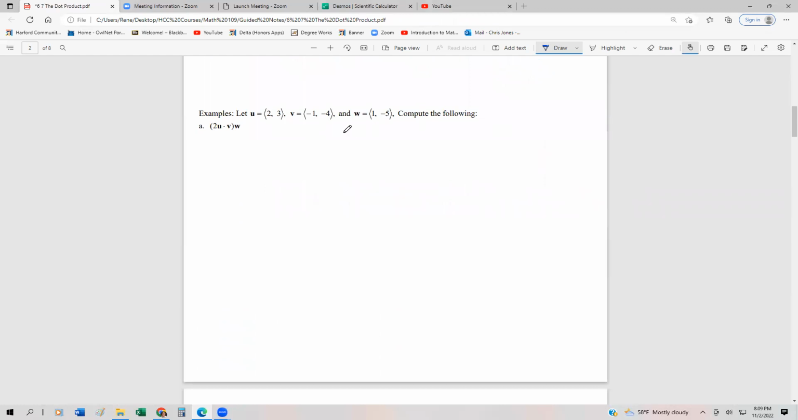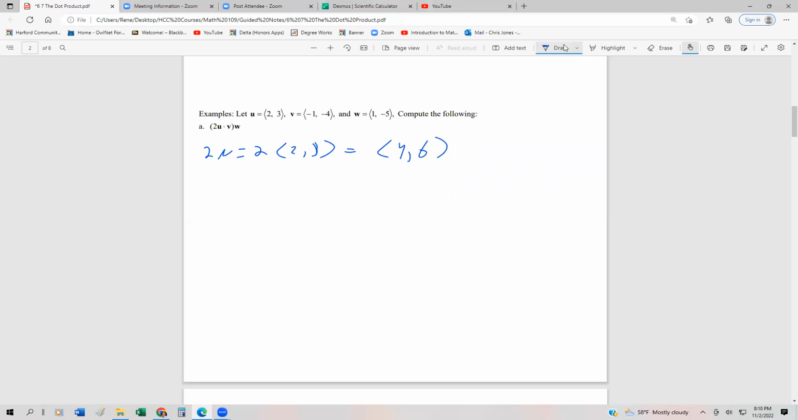Just a few more examples of performing dot product operations. We have u dot v, and this should be a dot w. Or I'm sorry, u dot v times w, excuse me, because this is going to be a scalar. Or 2u, excuse me. So let's start by finding 2u. 2u is going to be 2 times 2, comma 3, which is going to be 4, comma 6.